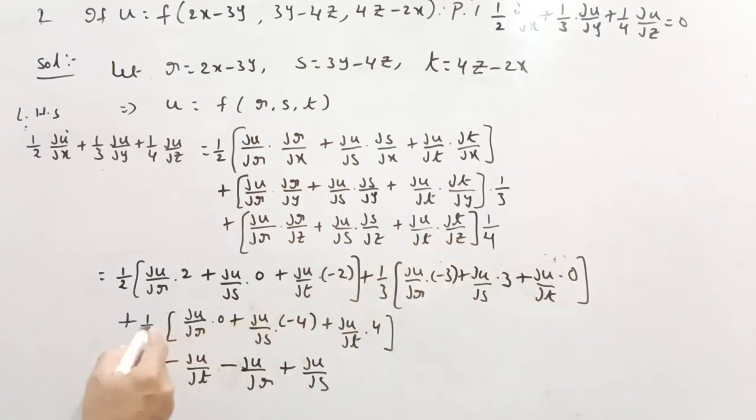0 into anything is 0, right? 1 by 4 into 0 is 0. 1 by 4 into 4, minus 1, I get minus ∂u/∂s. 1 by 4 into 4 is 1, I get ∂u/∂t.